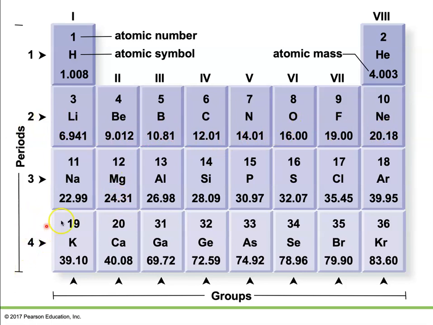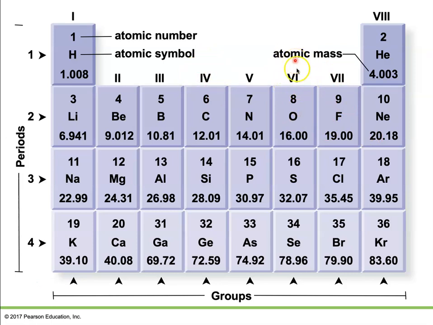Period 3 contains sodium, magnesium, aluminum, silicon, phosphorus, sulfur, chlorine, and argon, so on and so forth down the periodic table. We also have groups going vertically. And what you'll find is that these atoms are arranged such that the group number indicates how many valence electrons it has. Nitrogen is found in group 5 and has 5 valence electrons. Carbon is found in group 4 and has 4 valence electrons. Oxygen is found in group 6 and has 6 valence electrons.